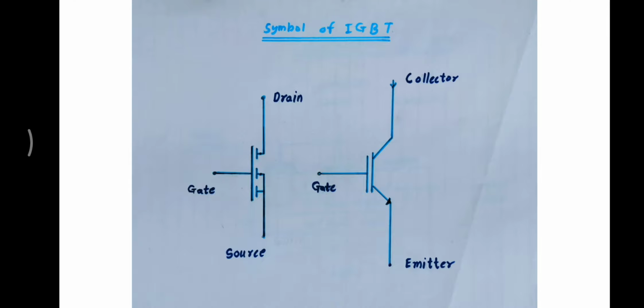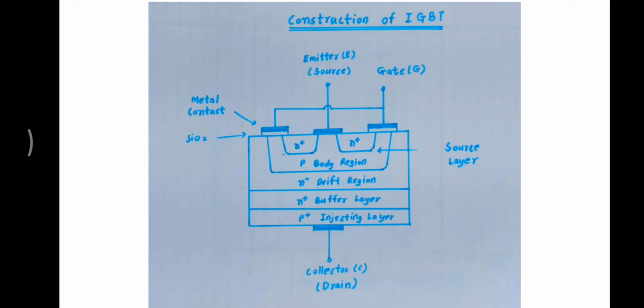In a p-channel IGBT, the directions are reversed, as shown in the figure. So next slide, construction of IGBT. This is the basic structure of IGBT.